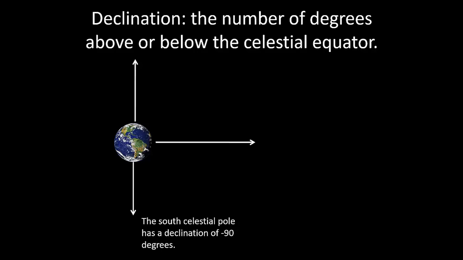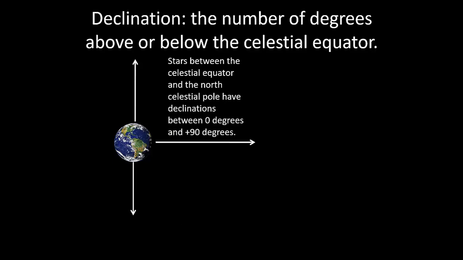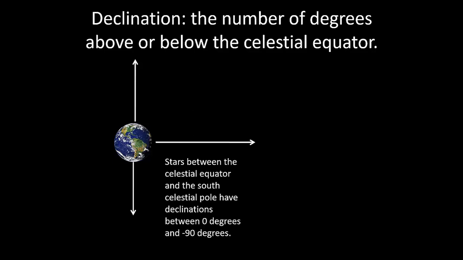This is kind of a northocentric viewpoint. The north parts get the plus signs. And then stars between the celestial equator and the North Celestial Pole have declinations between 0 degrees and 90 degrees. And if we go past the North Pole, we start ticking down from plus 90 degrees. You'd pick the closest equator to you rather than leaning over backwards, or the closest equator to a point in space. And stars between the celestial equator and the South Celestial Pole have declinations between 0 degrees and minus 90 degrees.